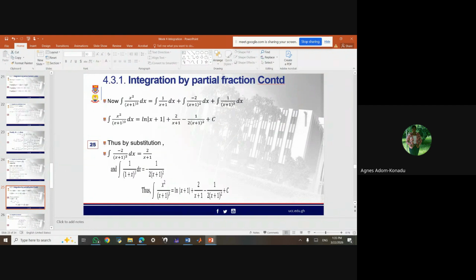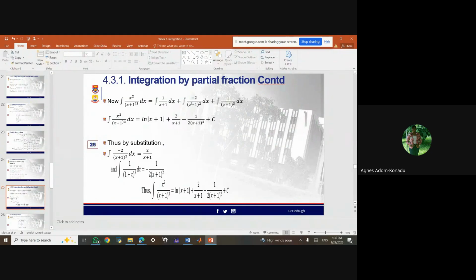You have the integral of 1 over s plus 1 ds, plus the integral of -2 over (s plus 1) squared ds, plus, so your C is also, 1 over (s plus 1) cubed ds. Then when you integrate this, you're going to get the integral of this.